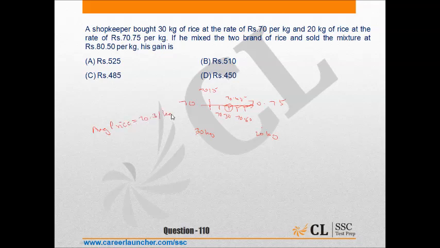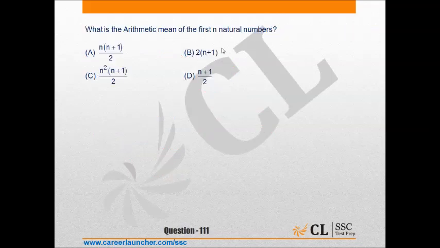70.3 per kg. Selling price is 80.5. Profit is 10.2 per kg. The total rice is 50 kg, so 10.2 into 50 is 510. Answer is option B.